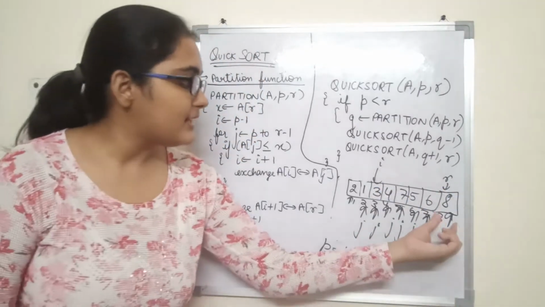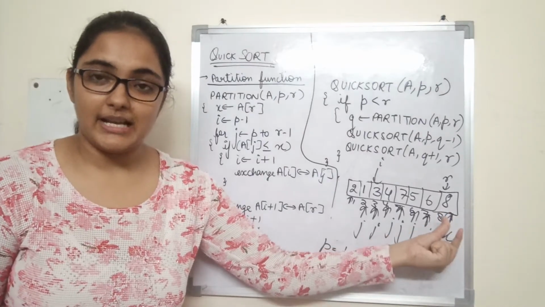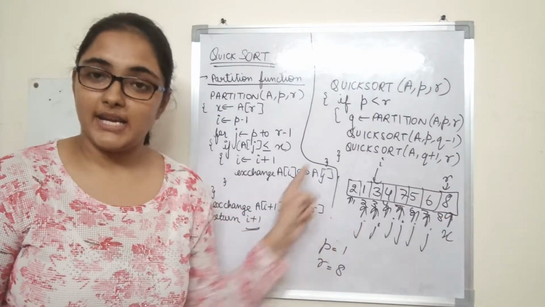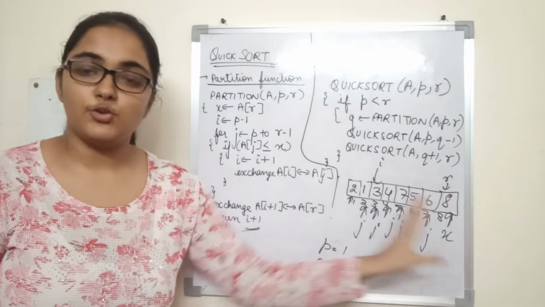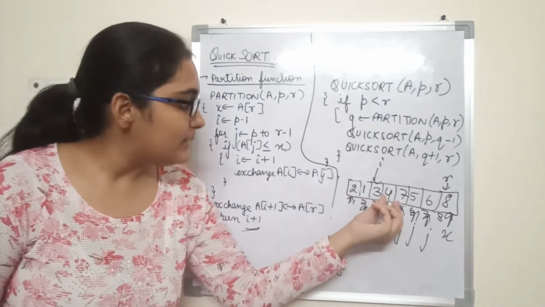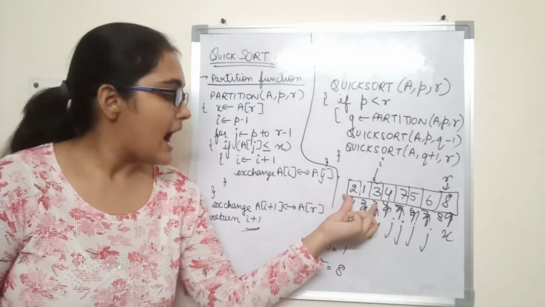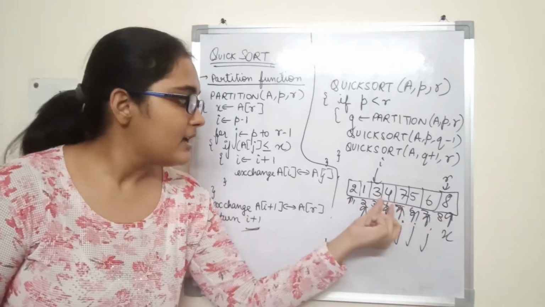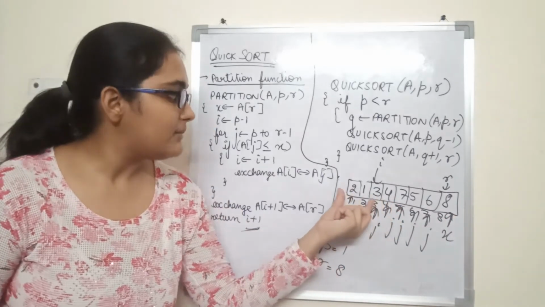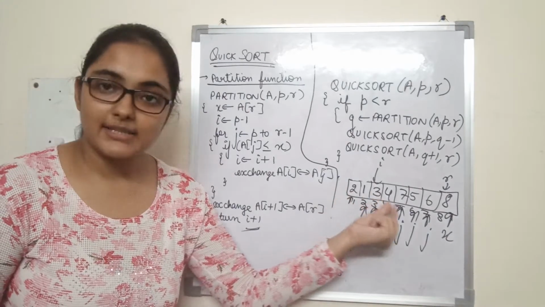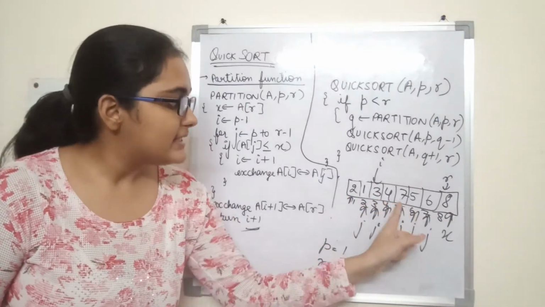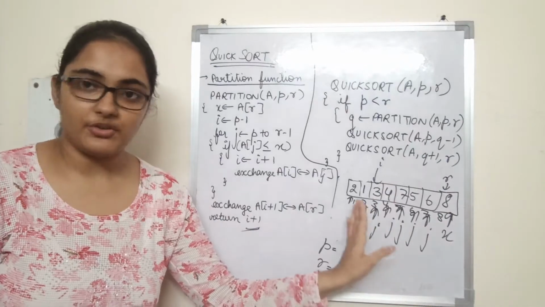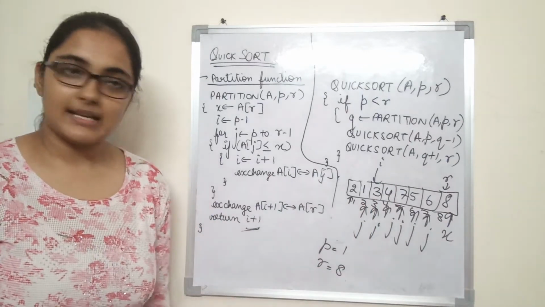So what it has done, it has selected the last element as the pivot element and partitioned the subarray using the pivot element into two parts, such that all the elements before the pivot element are less than the pivot element, and all the elements after the pivot element are greater than the pivot element. All the elements here, 2, 1, 3, are smaller than 4, and all the elements 7, 5, 6, 8 are greater than 4, right? So we have done the partition successfully.